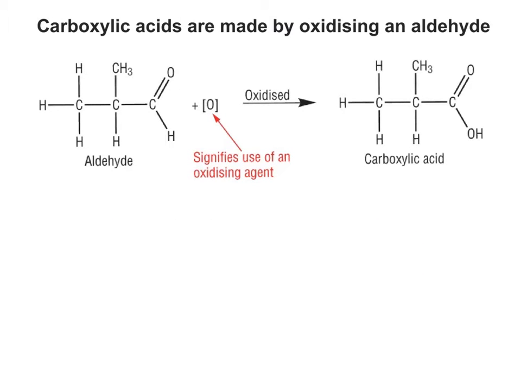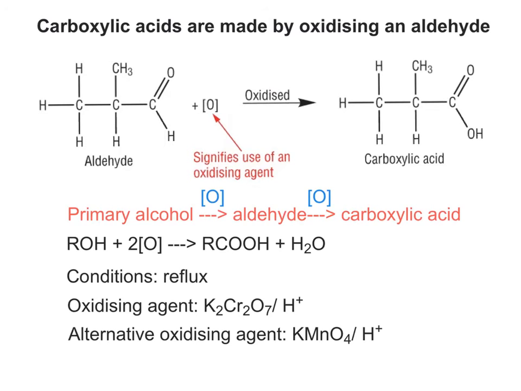Now, generally, the simplest way to make a carboxylic acid is to oxidize an aldehyde. The aldehydes themselves are produced by oxidation of primary alcohols. So hopefully all the stuff that's in front of you on the screen now is mainly a review from last year.